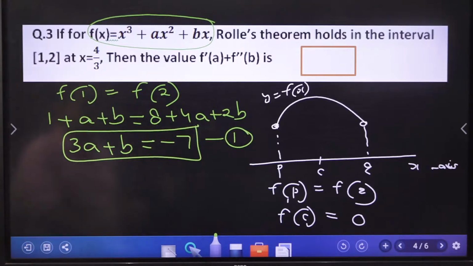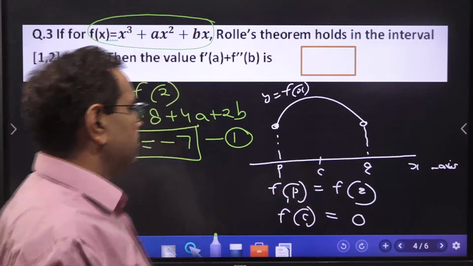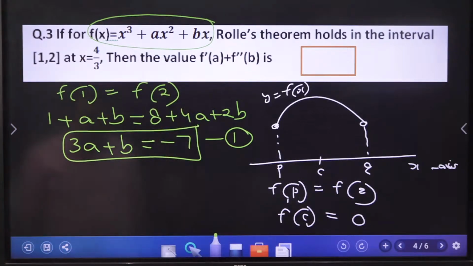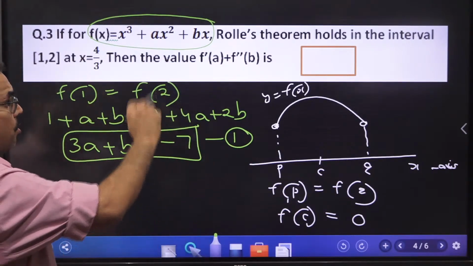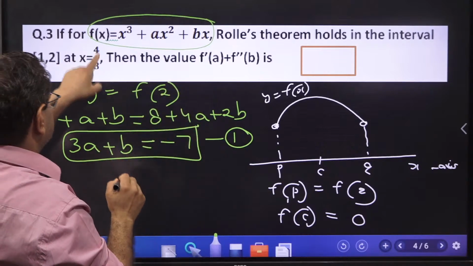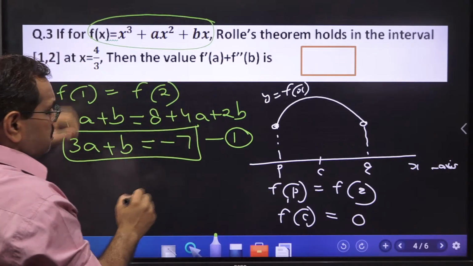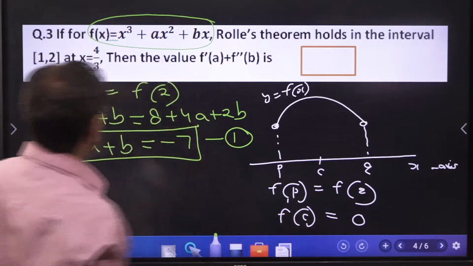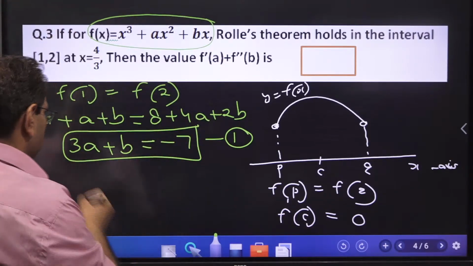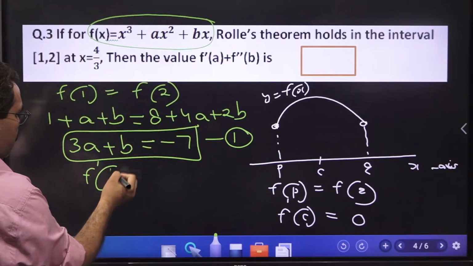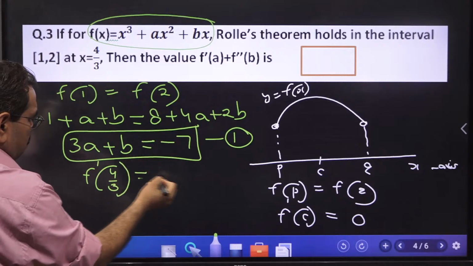Okay. From this statement, f(p) equals f(q). Now, Rolle's theorem holds in the interval 1 to 2 at x equal to 4 by 3. Means the point c is 4 by 3. So f dash 4 by 3 must be equal to what? 0.